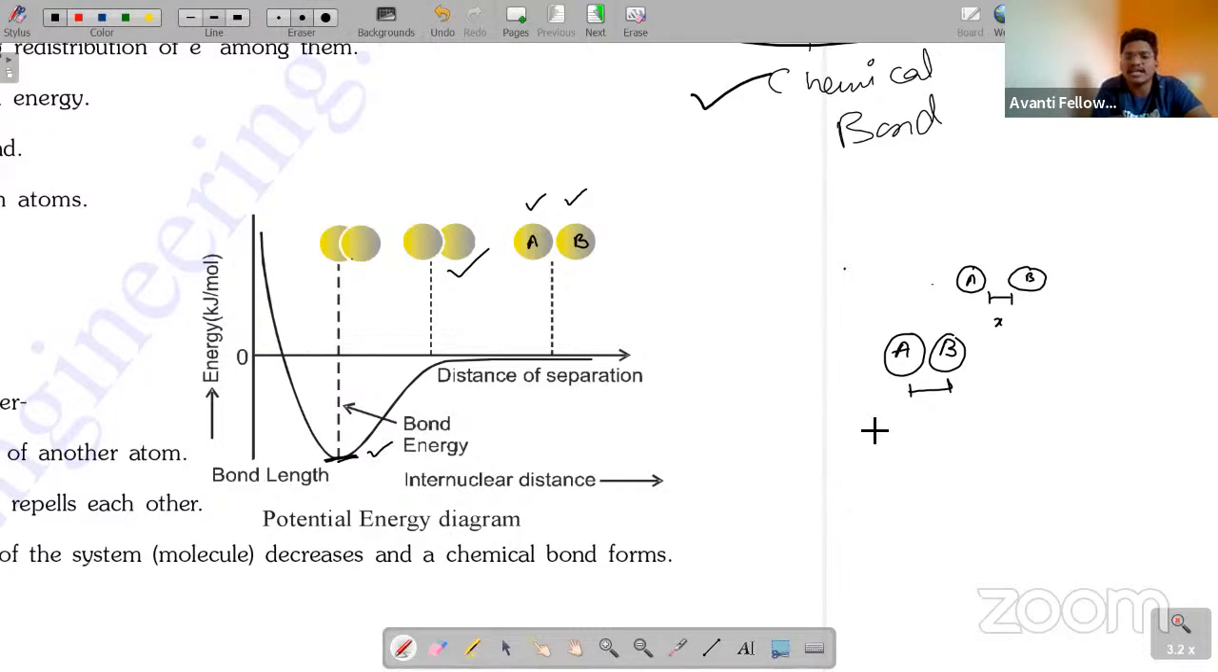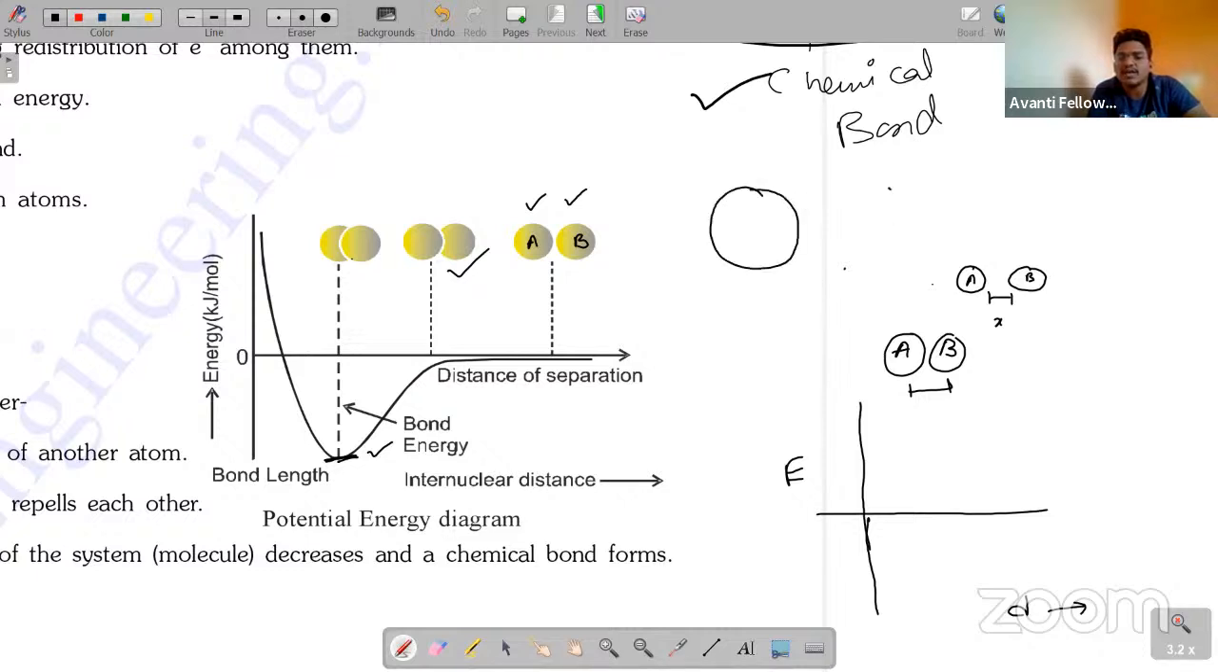Okay, so if you see the graph here, the graph looks somewhat like this. This is the plot between D versus E. What is D versus E? D is internuclear distance.